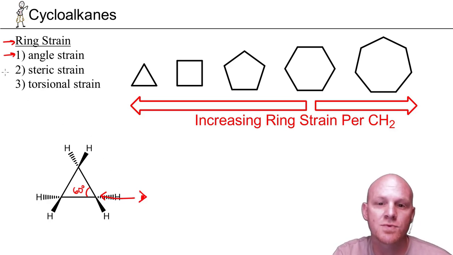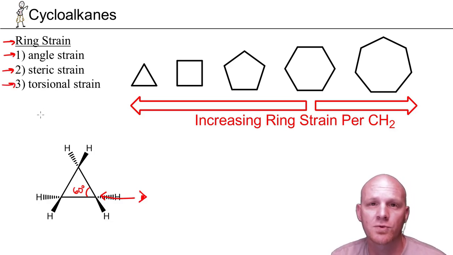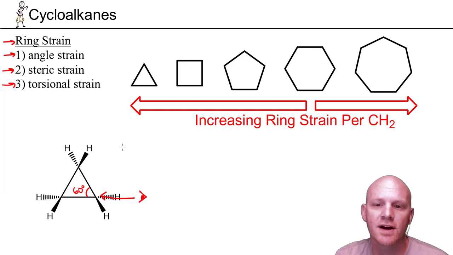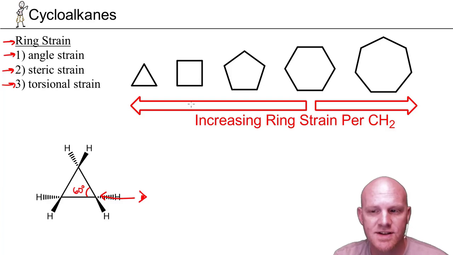Being in an eclipsed conformation would also have steric strain, the atoms are as close together as possible, and torsional strain, again the bonds are as close as possible, so we get repulsion between the electrons in those bonds. The combination of those three things, angle strain, steric strain, and torsional strain, make up what we call ring strain. And as the rings get bigger from 3 carbons up, you'll find we get less and less ring strain up to a point.